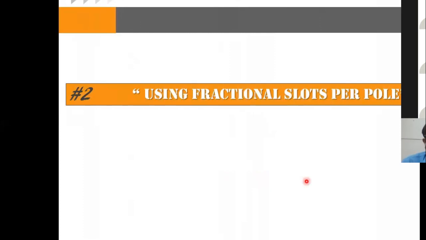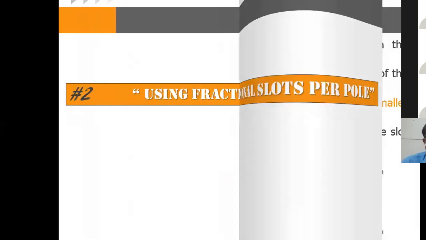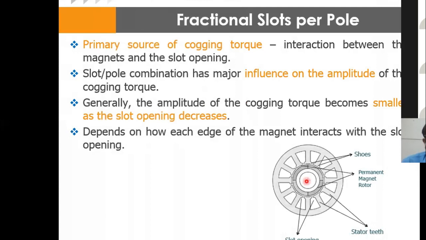Next, second is using fractional slots per pole combination. This is obvious, so we know for every motor this is being carried out. That is, the primary source of cogging torque is the interaction between the magnet and the slot opening, right? So if you do something so that they do not interact, then the cogging torque will be reduced. What is generally carried out is, if you divide the number of slots by the number of rotor poles, it should give a fractional number. If it does, definitely it will not be aligning with the zero position. So this is a small logic, and this is called fractional slots per pole combination.